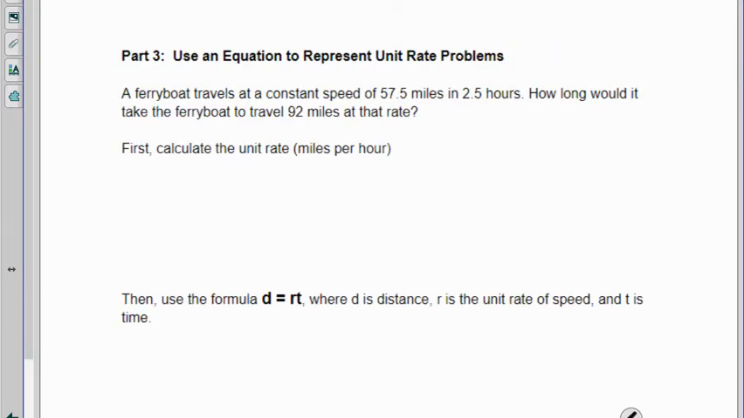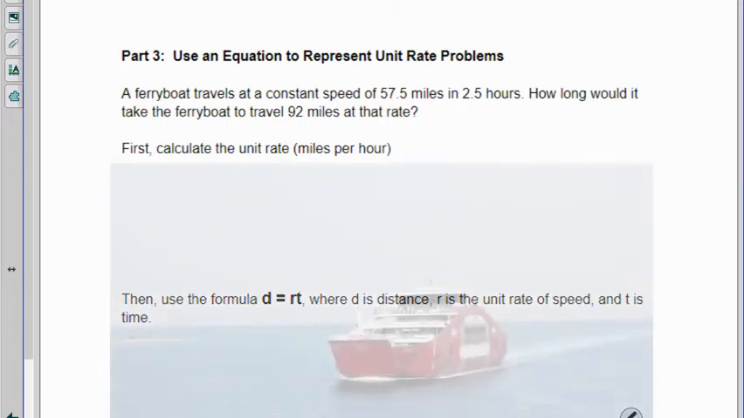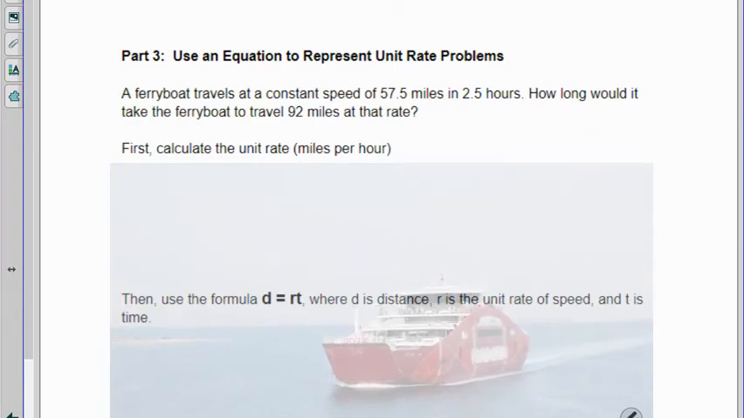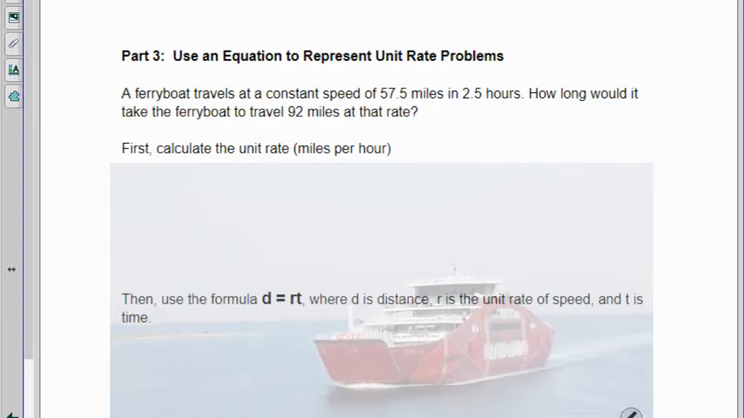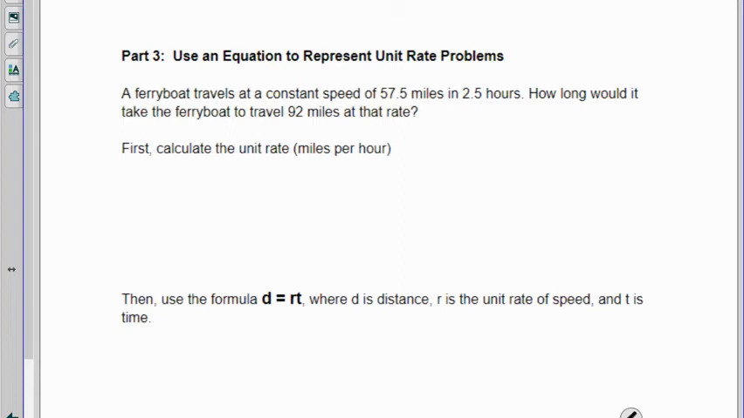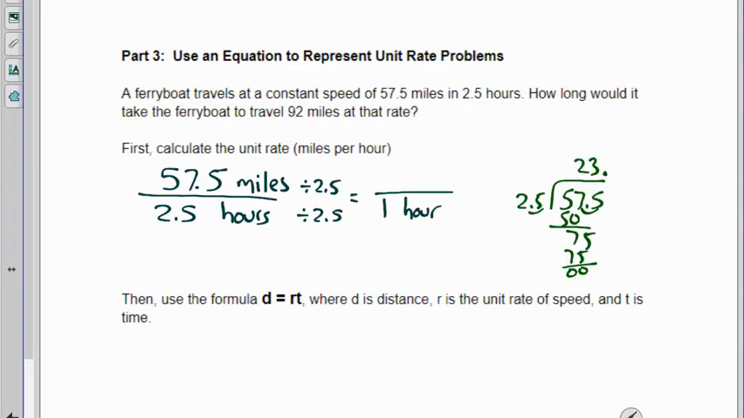All right, now we're going to use an equation, the DIRT equation, distance equals rate times time, to answer some problems. Let's look at this problem here. A ferry boat travels at a constant speed of 57 5/10 miles in 2 5/10 hours. How long would it take for it to travel 92 miles at that rate? First, let's find the unit rate of travel. I went 57 5/10 miles in 2 5/10 hours. To find out how far in 1 hour, I need to divide top and bottom by 2 5/10. Over on the side, I did my division, and I ended up with 23 miles per hour.